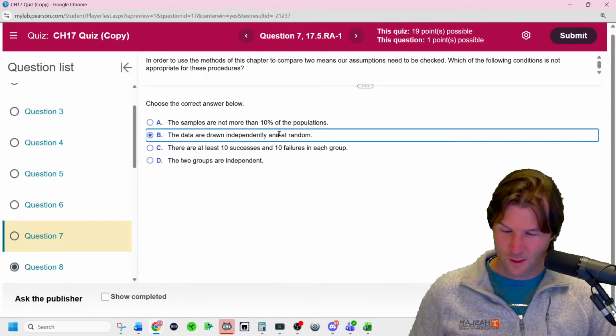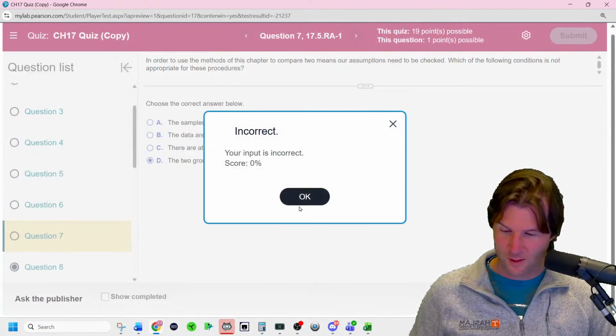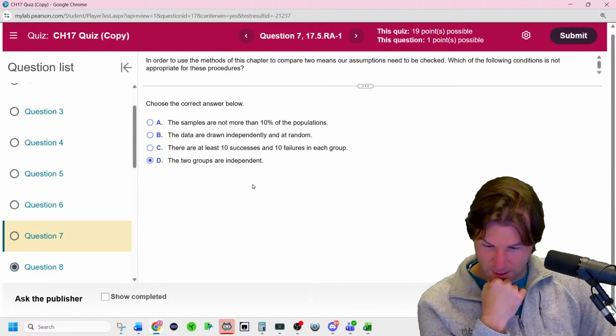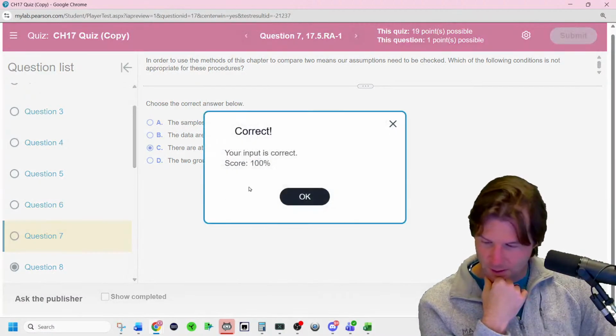What do these order independently? Wait, the two groups are independent. That sounds right. Really? Let me read the question. Which of the following is not appropriate? 10 successes, 10 failures, because that's success failure.